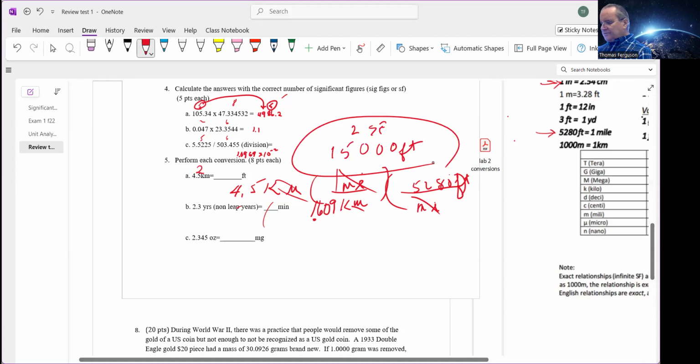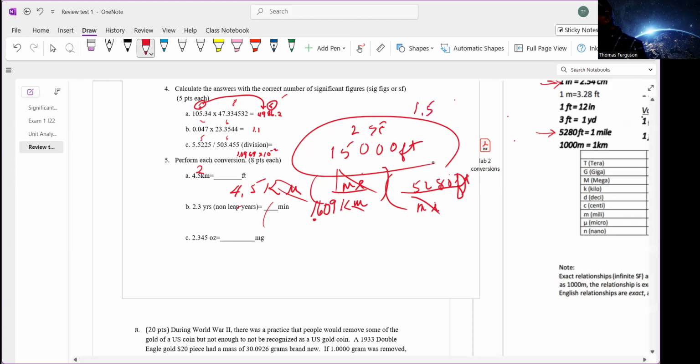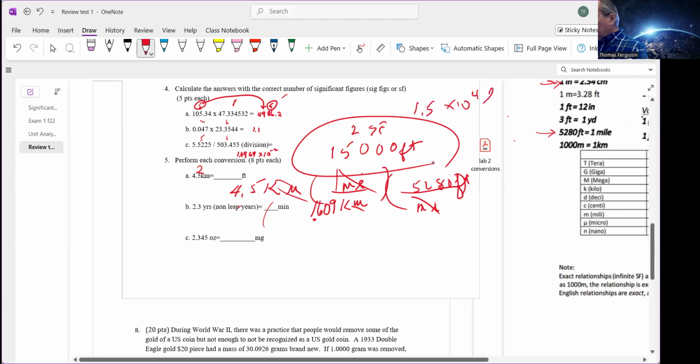Okay, we went kilometers to miles, miles to feet. I could have done that a little differently with more steps, but I could have converted the, yeah, that would be either way.